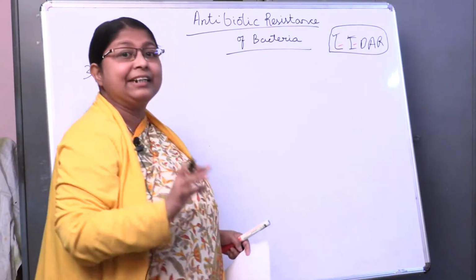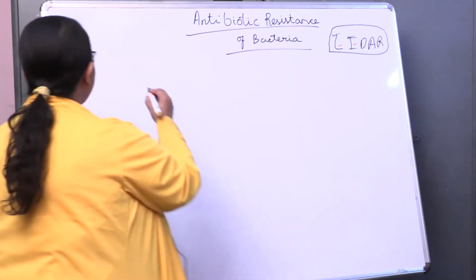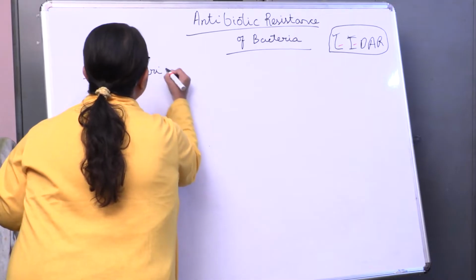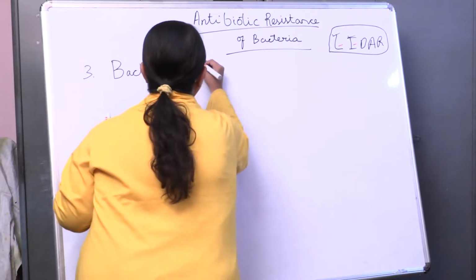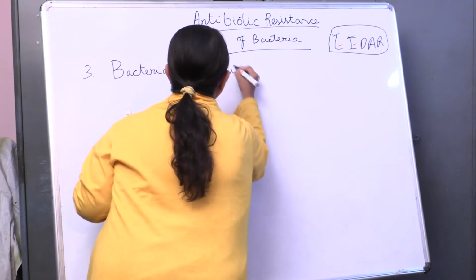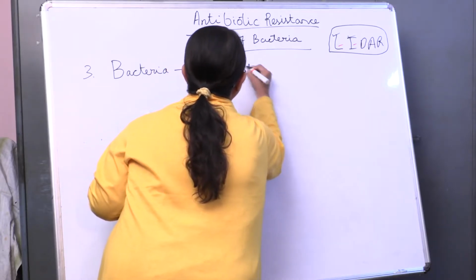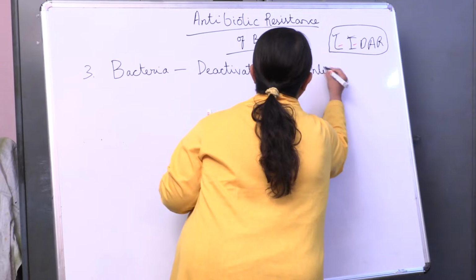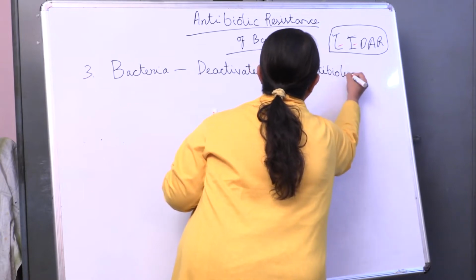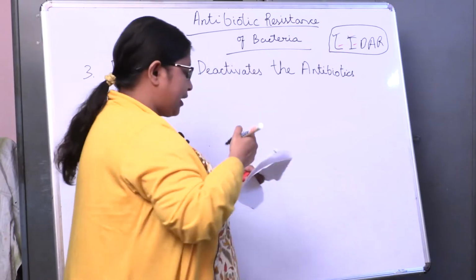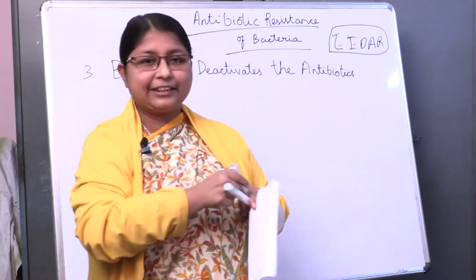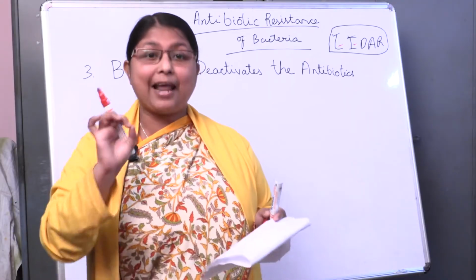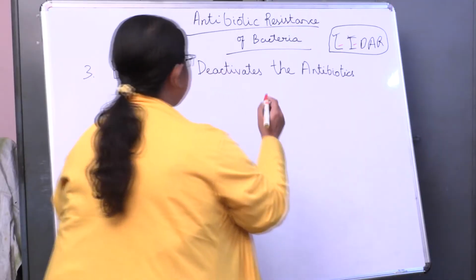D stands for deactivation of antibiotics. Bacteria deactivates the antibiotics. What happens here actually? Some bacteria like Staphylococcus have the enzyme beta-lactamase. I'll draw the structure of penicillin to explain.